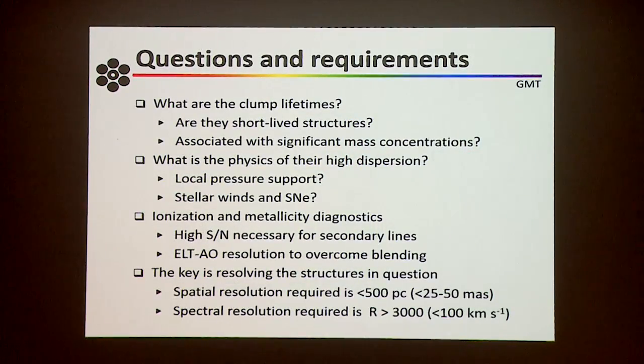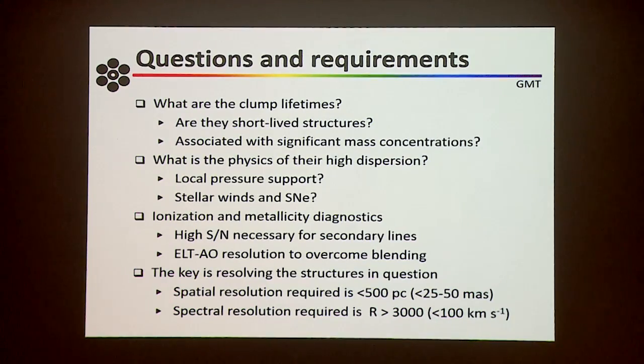So here are the questions that we'd like to be able to answer. What are the clump lifetimes for these giant clumps? Are they short-lived structures? Are they associated with significant mass concentrations? What's the physics driving the high dispersion in these disks, if indeed they're disks? Is it local pressure support, stellar winds, or supernovae? And then what about the ionization and metallicity and so on?